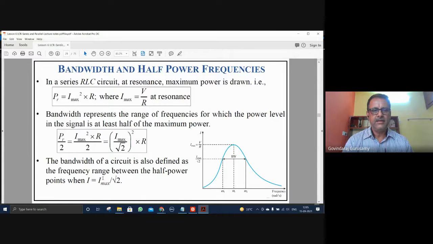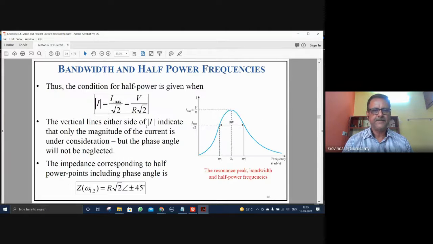Okay, and then bandwidth. All you are playing with are these component parameters, what has been given for the given problem. Bandwidth and half power frequencies. Bandwidth of a half power frequency. And this is what your bandwidth is.